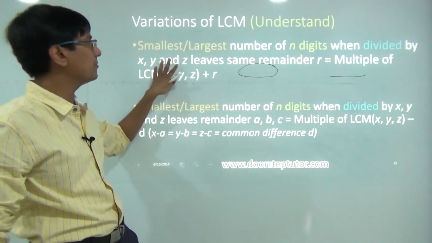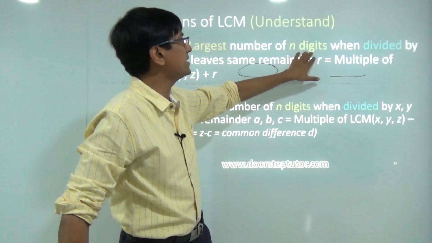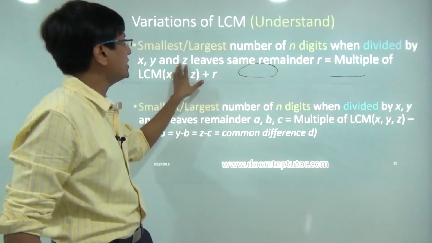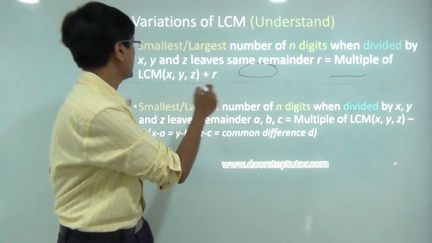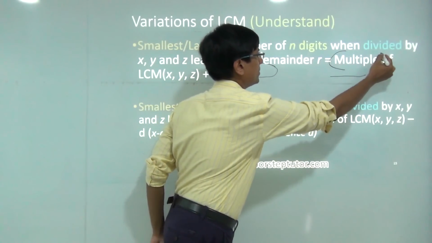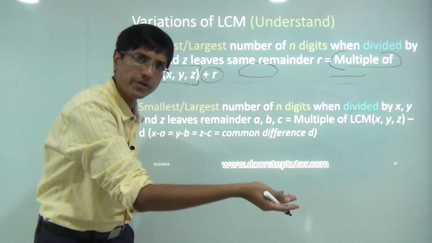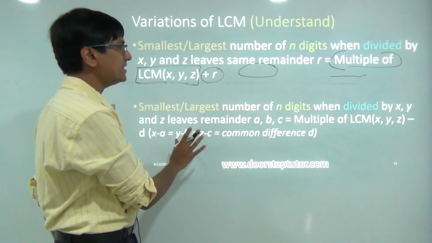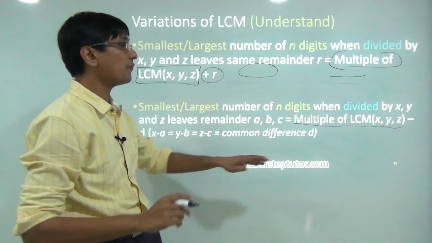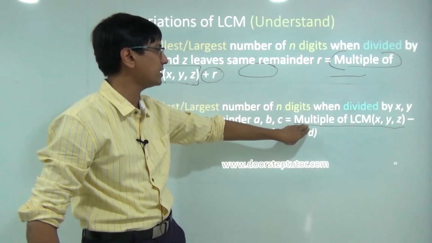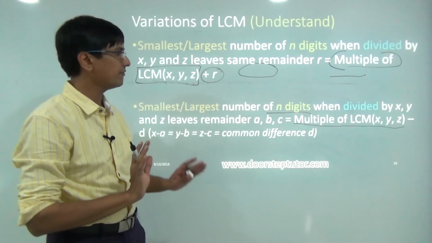And this is what is being told in this slide. Sometimes I am asked to find the smallest or largest number of n digits which, when divided by these, leaves remainder r. So instead of stopping at LCM, I first find the correct multiple of LCM and then add r. Similarly, in this case, I first find the correct multiple of LCM of x, y and z which satisfies this condition and then subtract the common difference from it. Very simple.